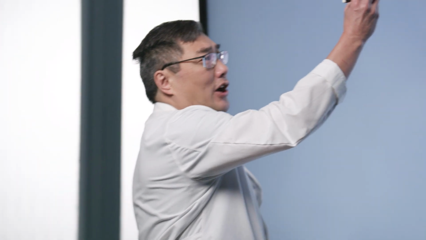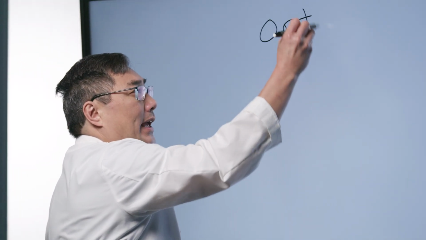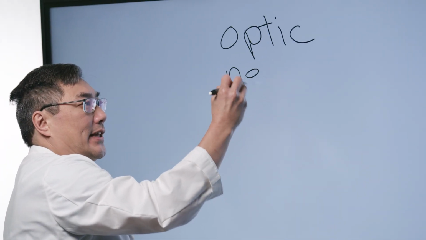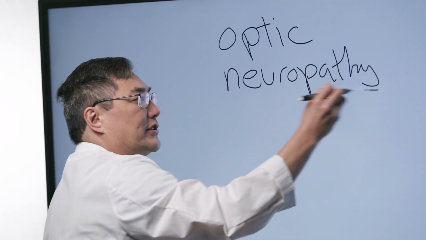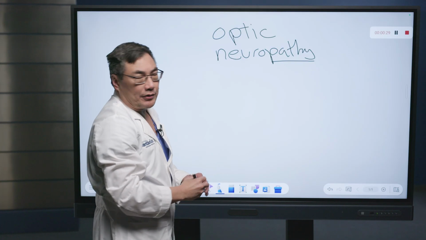And today we're going to be talking about the optic nerve. And when you have nerve damage in the optic nerve, we call that optic neuropathy. Pathy means disease, and the disease is in the optic nerve.